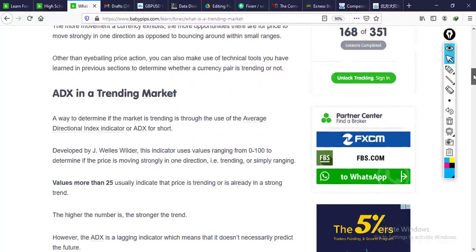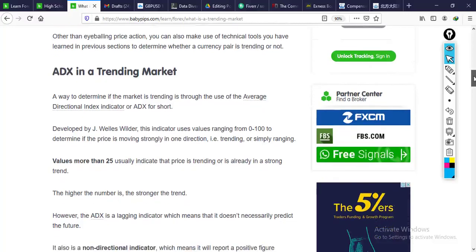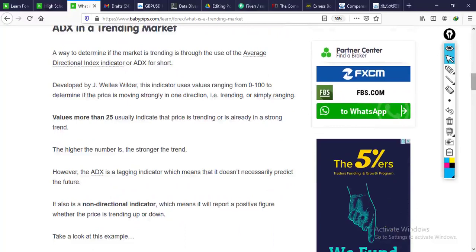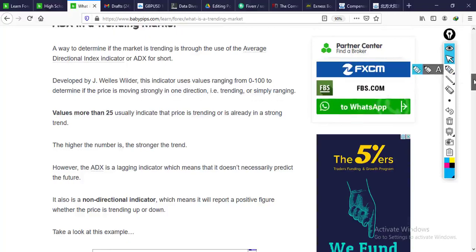Now to determine the trending market, there are indicators we can use. One of them is the ADX. We use the ADX to determine a strong trend. So either it is going up or it's going down, the ADX will help us to know if the trend is strong in a particular direction. So if it is above 25, that shows that the trend is strong.